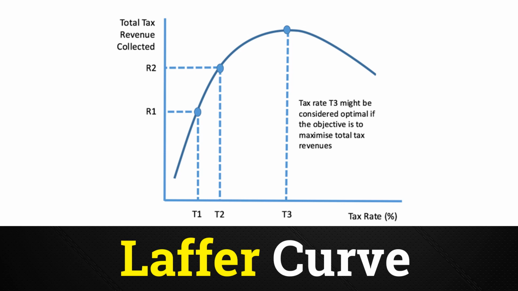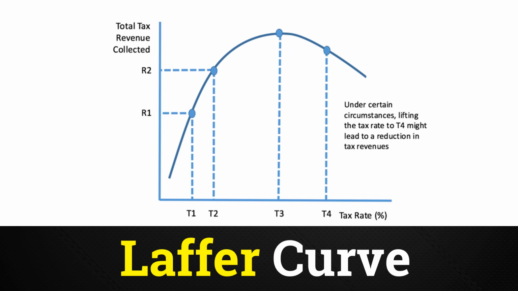In this graph, what we see is a very important point here, T3. At point T3, we're hitting this tipping point where if we raised taxes any more beyond T3, we would actually be reducing the tax revenue collected, right? So if we go from T2 up to T3, yeah, we're increasing the tax revenue. We're going to have more tax revenue than R2. However, if we move out to tax rate 4, we can see that we actually are generating less tax revenue, right? Under certain circumstances, lifting the tax rate to T4 might lead to a reduction in tax revenue, right?